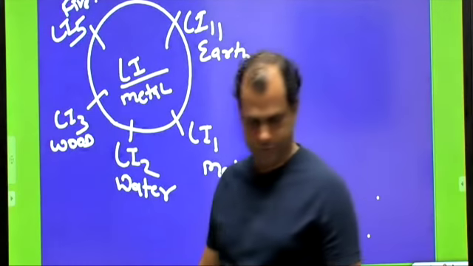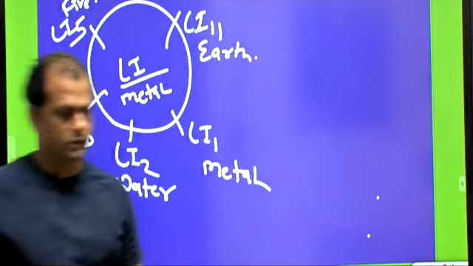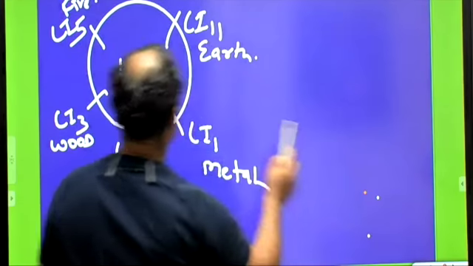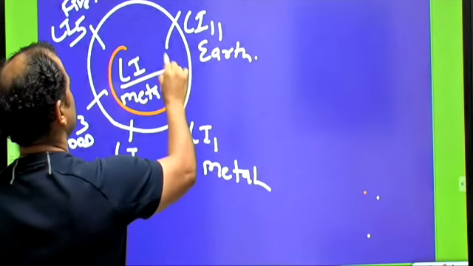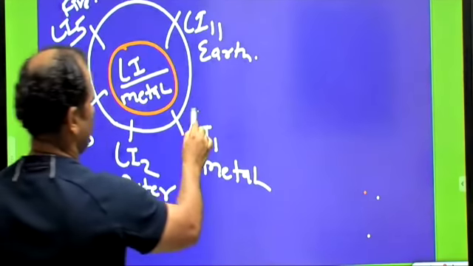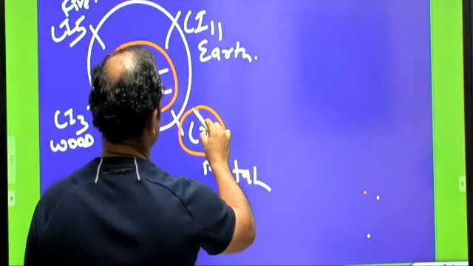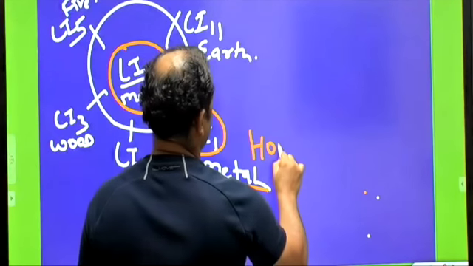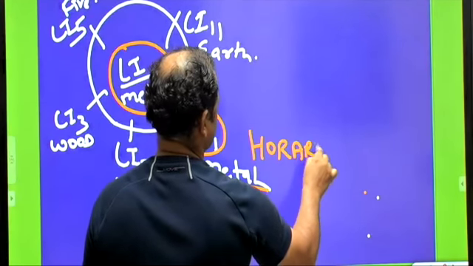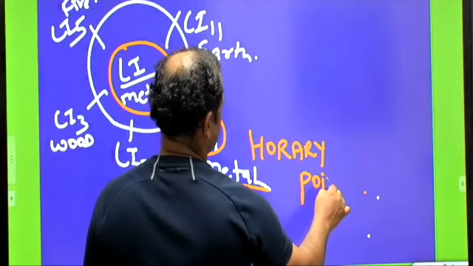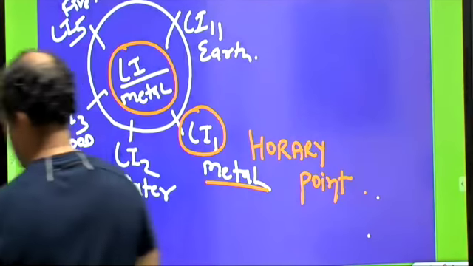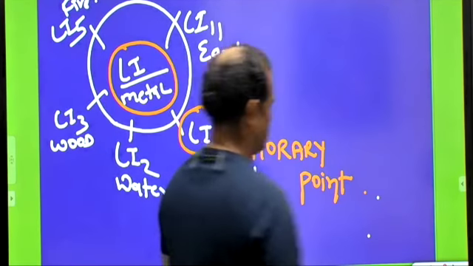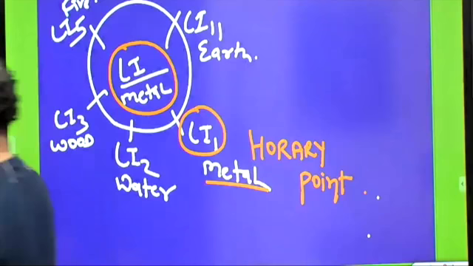So the answer is, the horary point will be LI1. LI1, because large intestine is the metal, and LI1 also will be the metal. So the LI1 will be the horary point. So with the help of horary point, large intestine is going to receive the energy in the organ clock time. So LI1 is the horary point. Great.